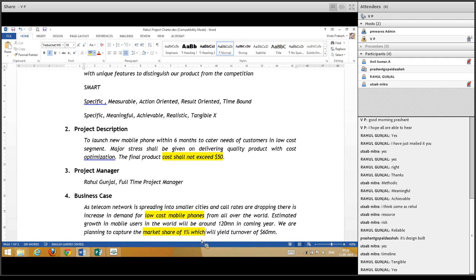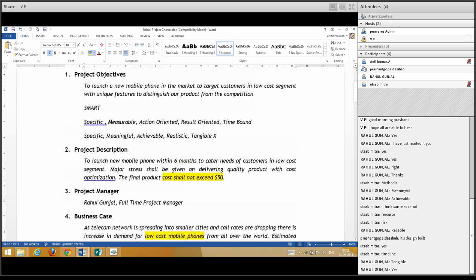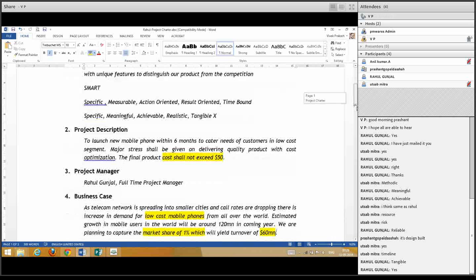Everybody has different tolerance level, different risk level, different level of thinking. Therefore, the word realistic has different meaning for different people. You are very specific in telling that it will result in $60 million. You put all these objectives and you have got your objective. The only thing is that they are not time bound right now.